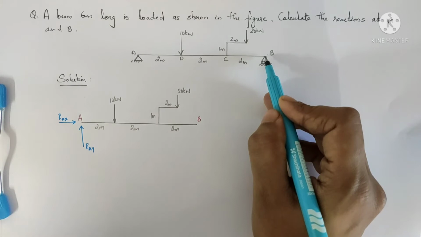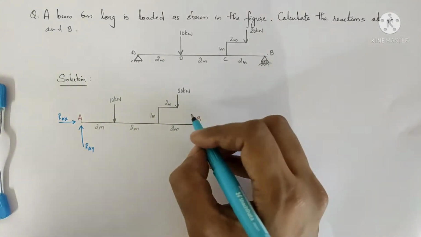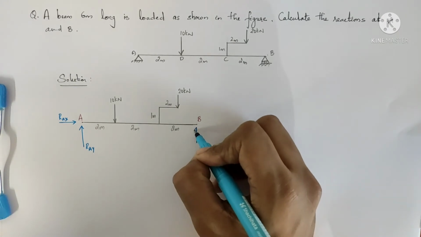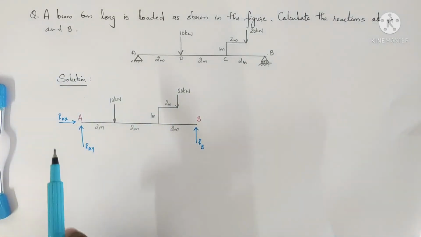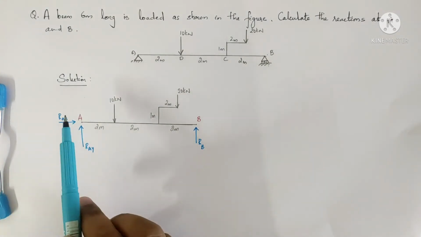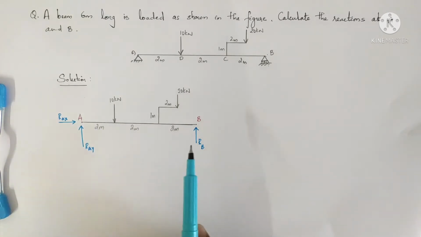Now at end B we have a roller support. So we know the reactions for roller support also. It will be in the vertical direction. Let's name it RB. So here I have marked the reactions at both the supports in blue color, RAX, RAY at end A and RB at end B.